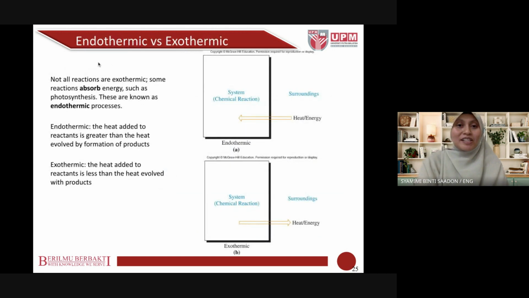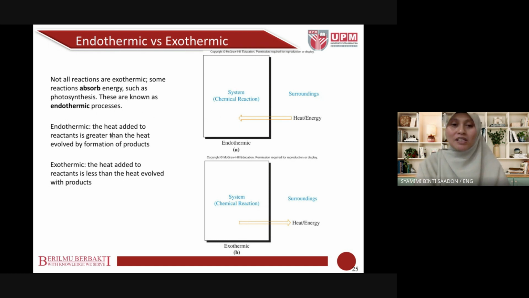Okay, just now exothermic, the energy release, and then the opposite is energy added, absorbed. So not all reactions are exothermic. We are talking about chemical reactions. Not all chemical reactions are exothermic. Some reactions absorb energy, or heat is added to the chemical reaction, such as photosynthesis, etc. Okay, these are known as endothermic processes.